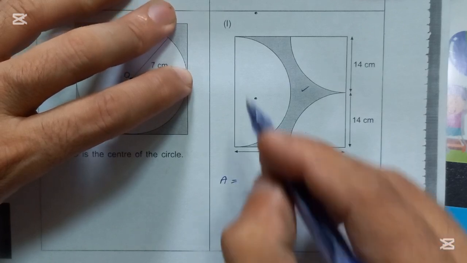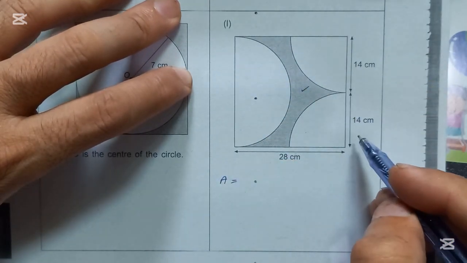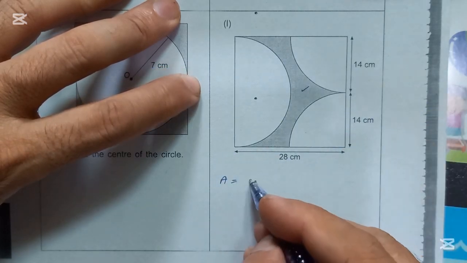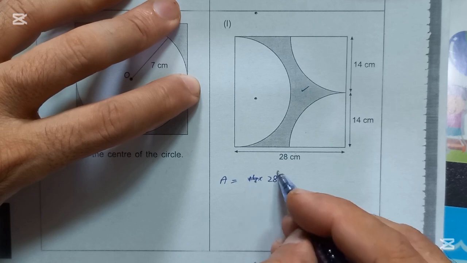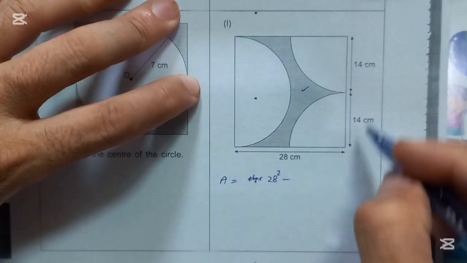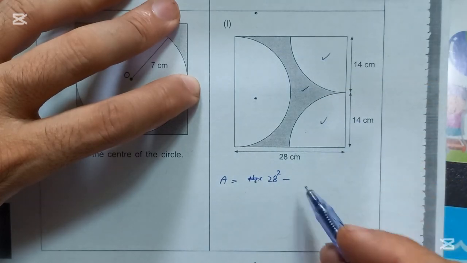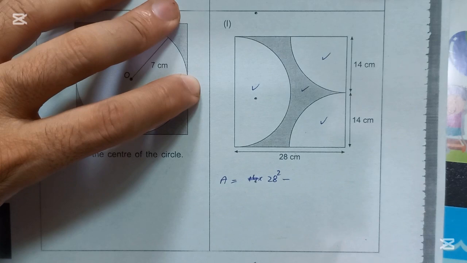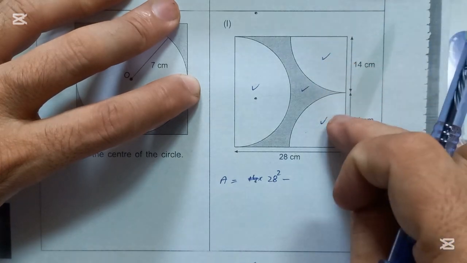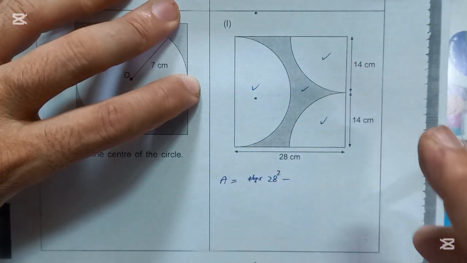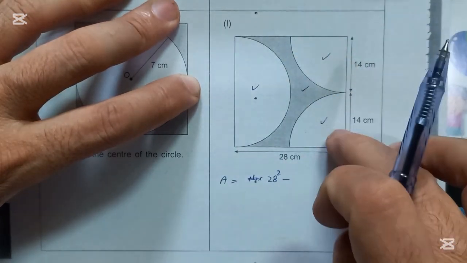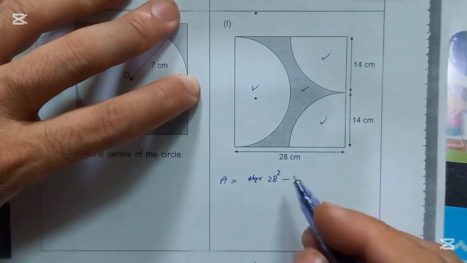This full figure is a square, because 14 plus 14 is 28. This side is also 28. So the area is 28 square. This is the area of the full figure, from which two similar quadrants will be subtracted and this semicircle will be subtracted. Two quadrants and one semicircle will make a complete circle, because the radius is the same for all the quadrants and the semicircles.